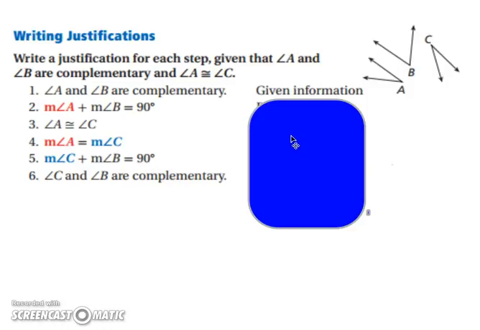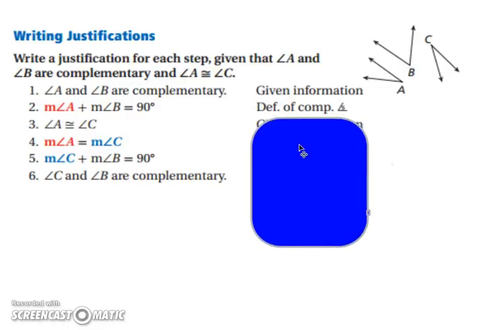Okay, this next one gets a little bit harder. The measure of angle A plus the measure of angle B equals 90. Why are you allowed to state this? Using your information from number 1, what enabled you to say that the measure of angle A plus the measure of angle B in fact equals 90? Well, the definition of complementary angles states that. These two angles, if you add them together, they have to equal 90.